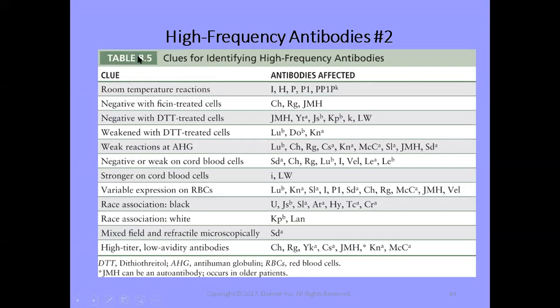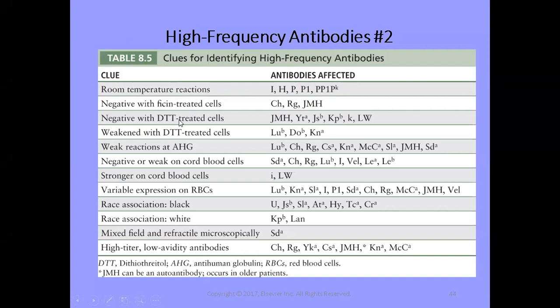Table 8.5 from our textbook lists some of the antibodies to high-frequency antigens and some of the clues that we may have when we're dealing with this type. When we have cold-reacting antibodies, we want to suspect big I or big H. Remember, the big I is found on all adult cells and big H is found on everybody. Some of these other ones, P, P1, are high-frequency antigens too. Negative with ficin-treated cells: Chido, Rogers. Some of these are oddball ones.